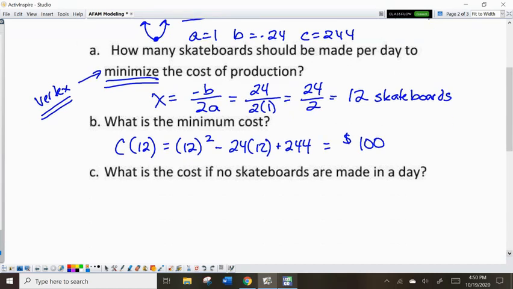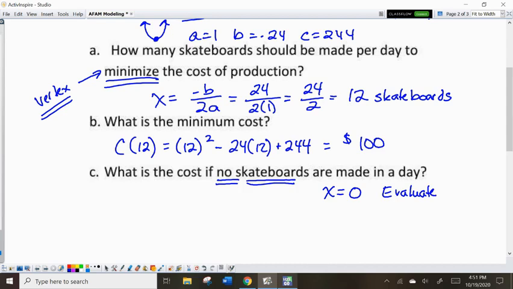That's the minimum. If no skateboards are made in a day, so we know we've already found the vertex, we're not looking for that. We're not asking when the cost is 0. That may not even be possible. We're asking what happens if x is 0. We'd still have to pay rent. We'd probably still have to pay our employees.